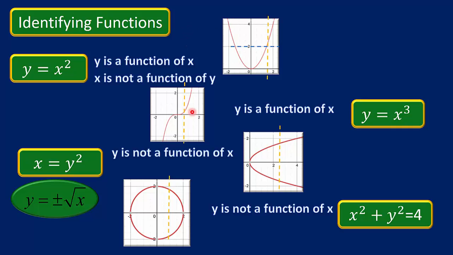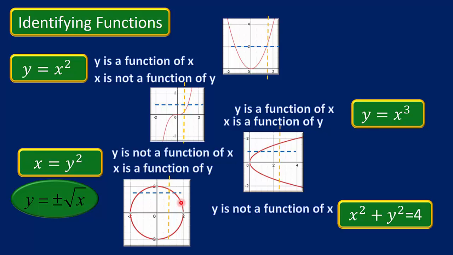Now on this one over here, you can see, yeah, every y corresponds to exactly one x. And you can see it passes the horizontal line test. So x is a function of y. Now let's go to this one. Y was not a function of x. But notice, if we talk about the horizontal line test, it passes that. So x is a function of y. Now down here, we've got this circle, and you can see it fails the horizontal line test.